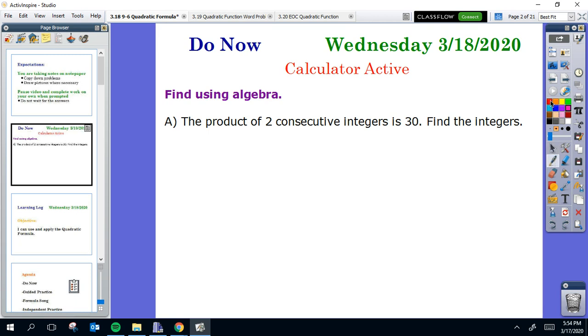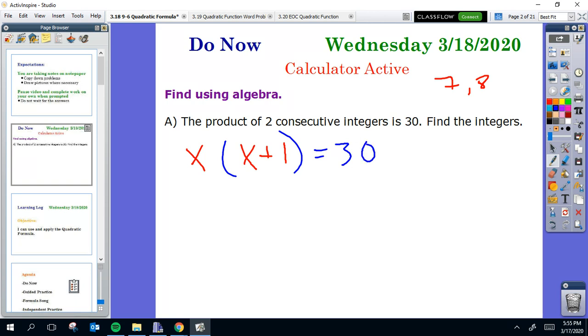All right, so let's go over this. If you guys remember from the beginning of the year, if I was doing consecutive integers, I begin with x, and the one next to it is just x plus 1, because that's the next number. I just add 1. For example, 7 and 8 are consecutive integers, and I just added 1 to it. If it's asking for the product, I am multiplying them together to equal 30.